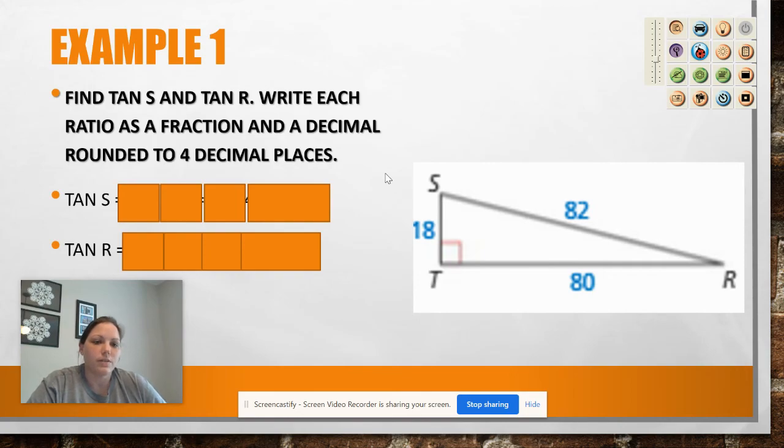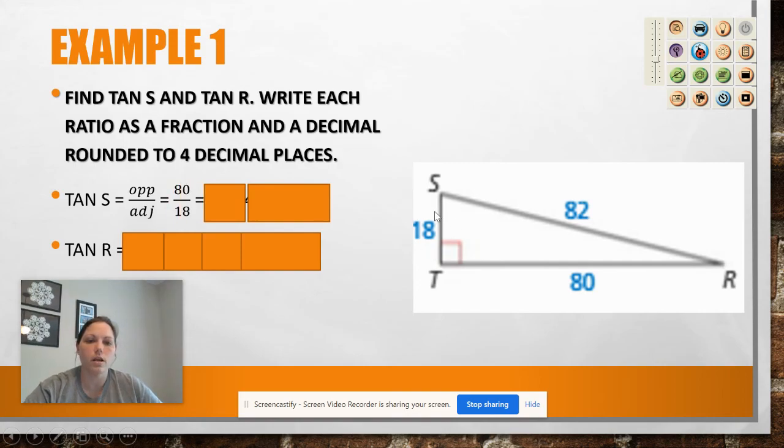Okay, so tangent of S, we'll have to do it separately. The tangent of S is opposite over adjacent. So if we look at S, opposite leg is the 80, and the adjacent leg is 18. So we're going to do 80 over 18, and then reduce the fraction. We can simplify by dividing by 2. Or if we type it in our calculator, 40 divided by 9, we get 4.4444.